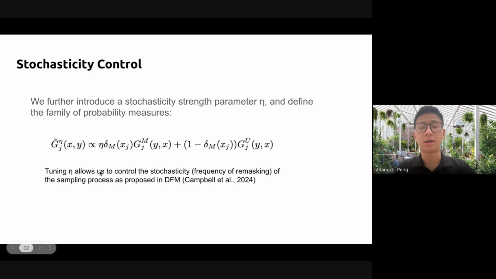I think it's particularly important if you're doing challenging reasoning tasks. For example, you're solving a math problem and you realize that you have made a lot of mistakes in the previous step. Then you can have a higher eta value, and the model will remask a lot of predicted tokens, and you're going to spend more time correcting your sampling.